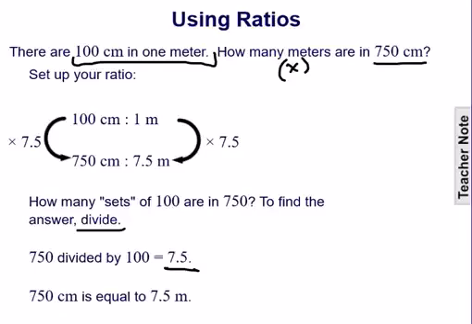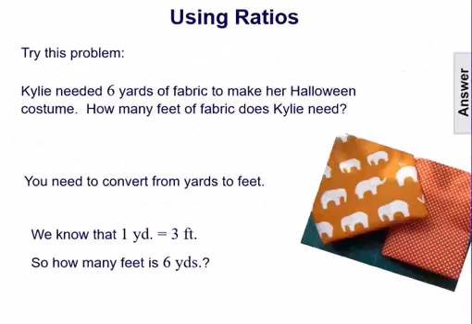Here is a problem where we can use ratios, converting between the two units and comparing the two ratios, to see what it would be used for. So this problem says Kylie needed 6 yards of fabric to make her Halloween costume. How many feet of fabric does Kylie need? So we need to convert from yards to feet. So we know that 1 yard equals 3 feet, so we need to know how many feet are in 6 yards.